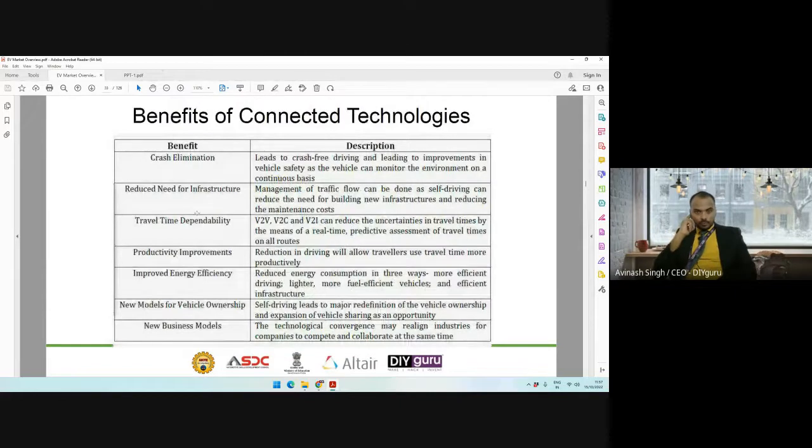Okay, so what are the benefits of these connected technologies? We have already discussed this. They help to prevent crashes. There is reduced need for infrastructure. Travel time dependability is improved, productivity is increased, there is improved energy efficiency, new models for vehicle ownership, and new business models. These are some of the benefits of connected technologies. Each and every topic about the benefits has been discussed here in detail. I think it's pretty well understood by you what the advantages are.